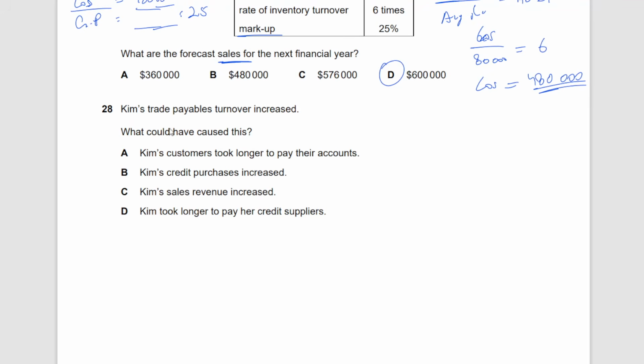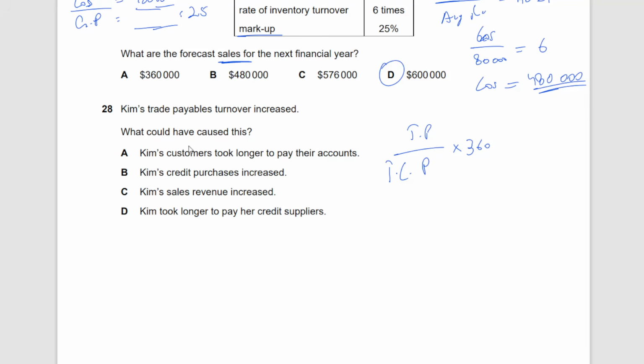Number 28. Kim's trade payables turnover increased. Okay, so it means more time is being taken. Kim is taking more time to pay for trade payables. What is the formula? Sometimes knowing the formula also helps. So it is your trade payables over credit purchases, right? Times 360, or total credit purchases.